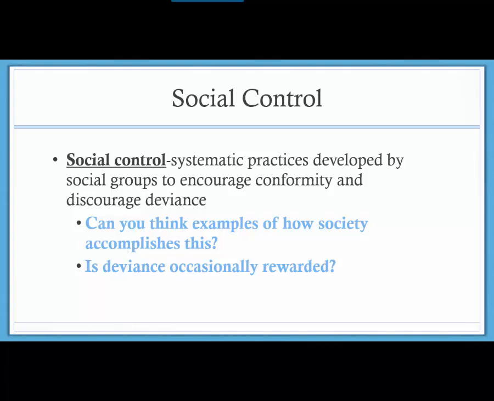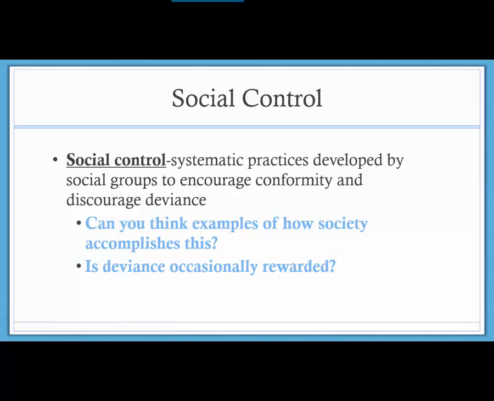And so, if you can think of a few examples of this, this can include everything from rewards for conforming to punishments for being deviant. And we'll talk a little bit more about what those rewards and punishments look like in an upcoming slide. Now, I always have students that raise the question, can deviance be occasionally rewarded? And certainly, it can be.